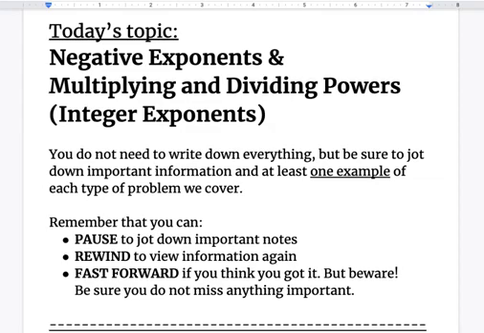Hi everyone, today we are learning about negative exponents and multiplying and dividing powers with integer exponents.